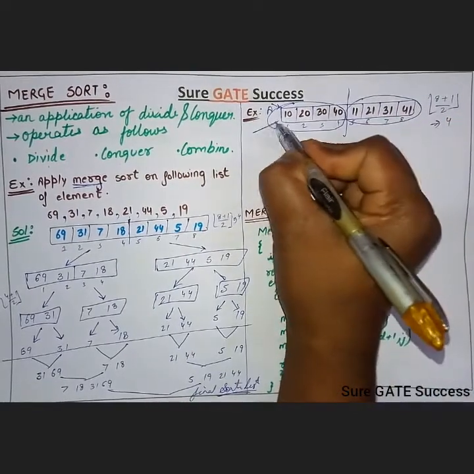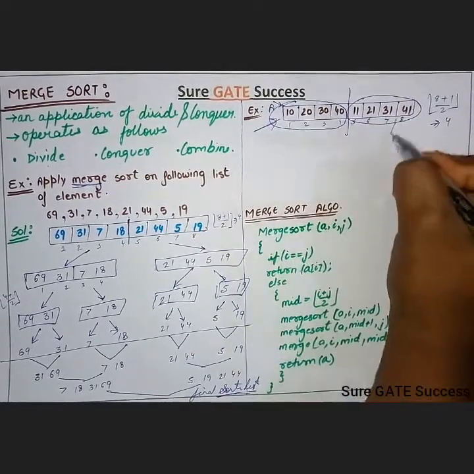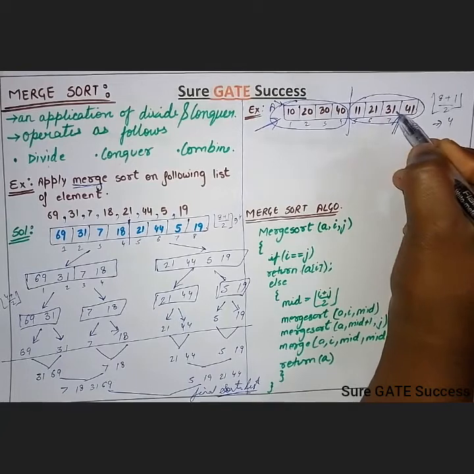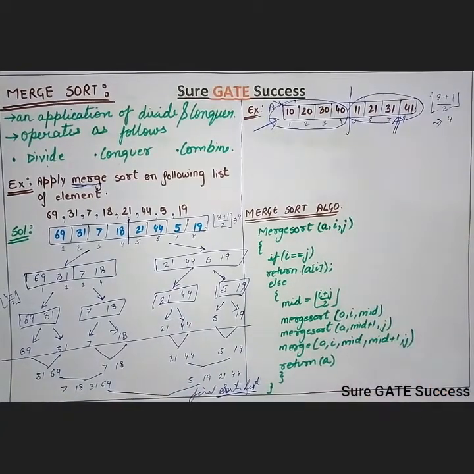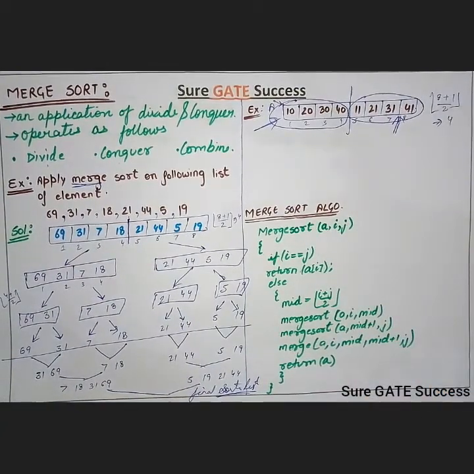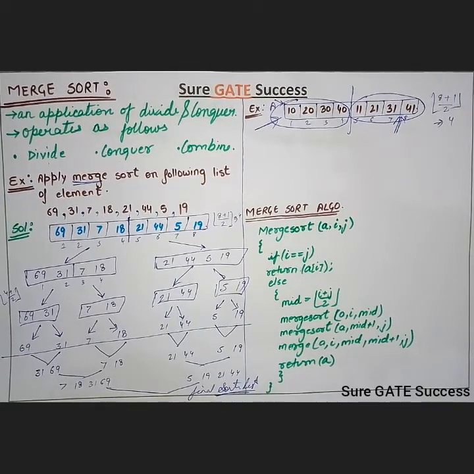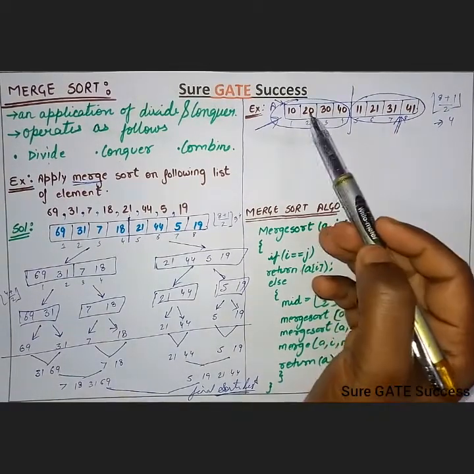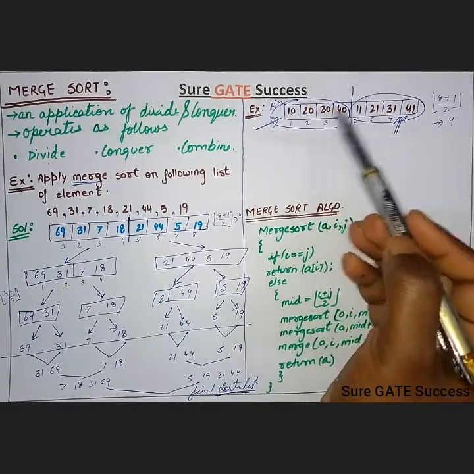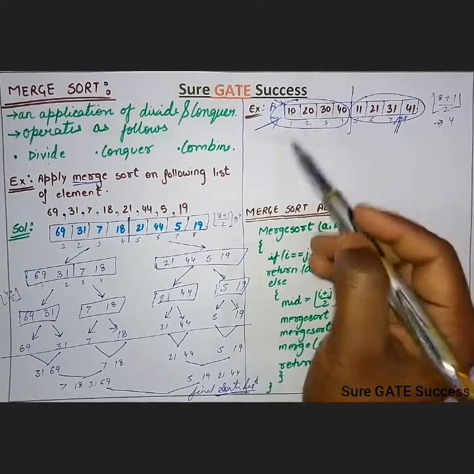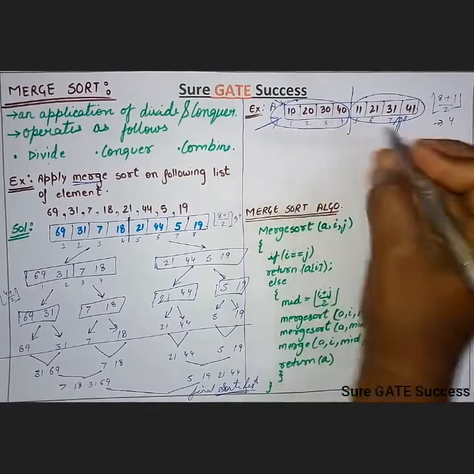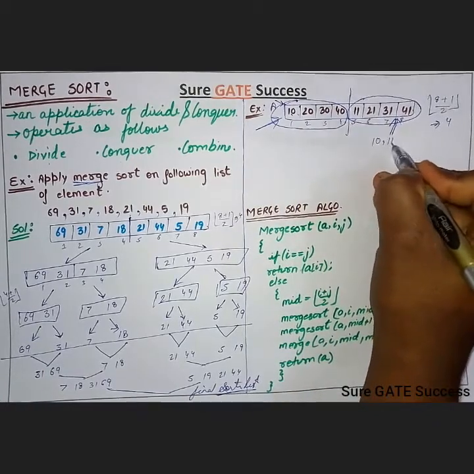Now you can see each is a sorted one. That means we don't have to divide it further for sorting because they are already sorted. Now what we have to do is compare one by one each element of these two arrays for the final output. So 10 will be compared with 11.